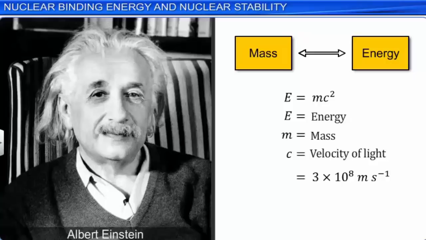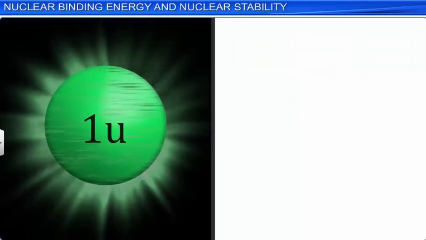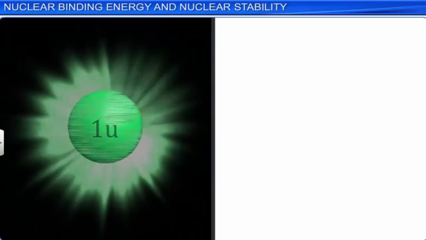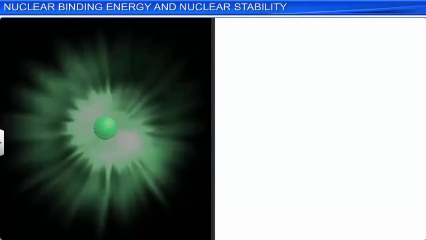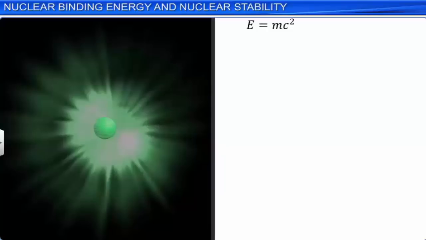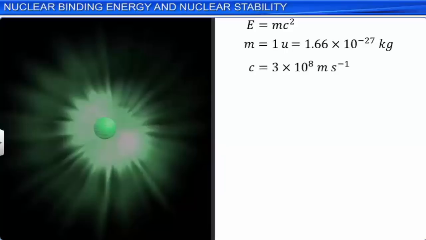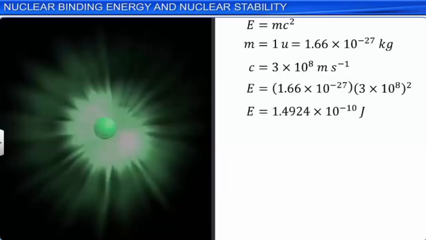Let us now look at how much energy is released when one atomic mass unit of mass is completely destroyed. We know that the energy E released during this process is given by E = mc². Substituting mass m as 1 AMU, which is equal to 1.66 × 10^-27 kilogram, and speed of light c equal to 3 × 10^8 meter per second, and simplifying, we get E = 1.4924 × 10^-10 joule, which can also be expressed as 931.5 million electron volt. Let this be equation 1.